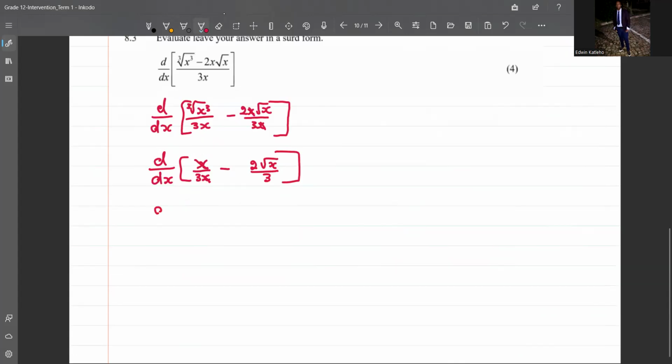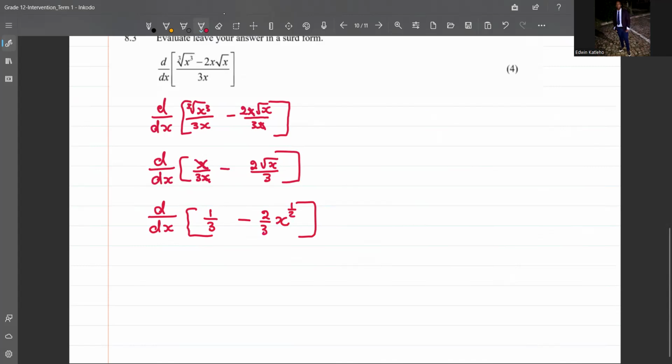Thirdly, we then still rewrite this equation as d by dx, which we get. Now, our x in this case is our main focus. 2 over 3 becomes our coefficient. Here we have 1 over 3 as our constant term. If you remember, the derivative of a constant term is always equal to 0. Subtract. Here we are going to get 2 over 3, and then we change our root x into its standard form. It becomes x to the power of 1 over 2.